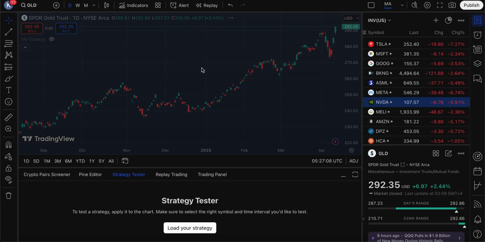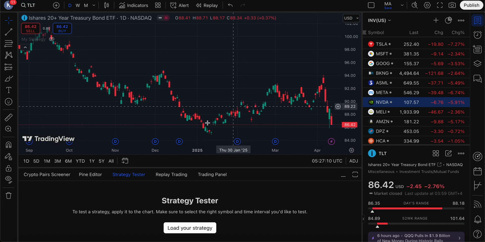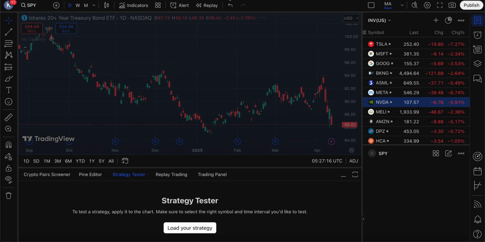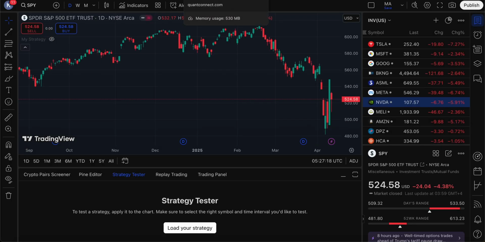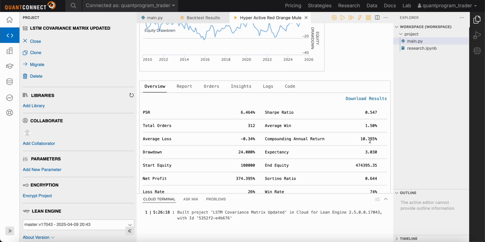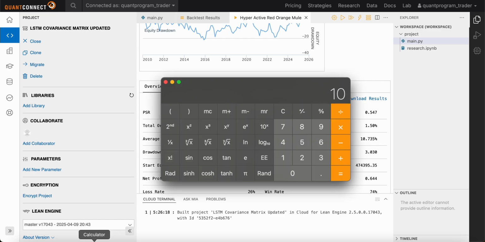So again, TLT as well, the last month, April, it has been volatile, and so has SPY, but the gold is essentially making you money and cancelling out the losses from the SPY. So this one as well, if you look at the compounding annual return, that's 10% with a drawdown of 24%. That is much higher than that of the SPY, which is basically 10 divided by 55, which is 0.18.